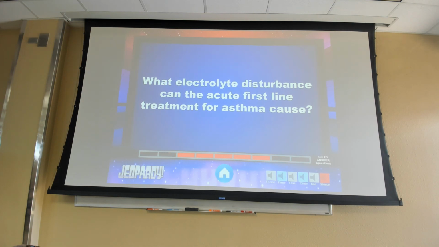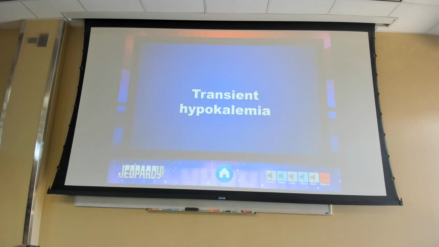What electrolyte disturbance can the acute first-line treatment for asthma cause? What's your acute first-line treatment for asthma? Albuterol. What electrolyte does albuterol mess with? Potassium. Does it make it high or low? Low. Yep. The answer to this is a transient hypokalemia. Correct.